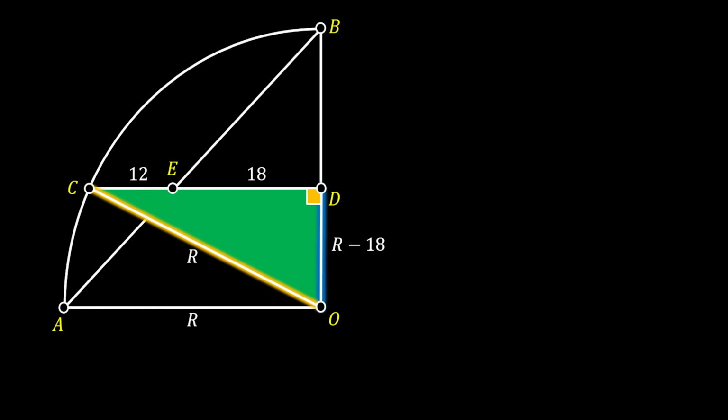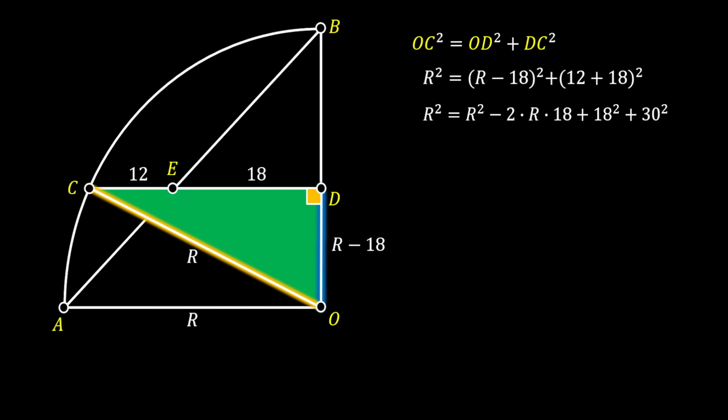So we can use the Pythagorean theorem. We can say that the hypotenuse OC squared equals the leg OD squared plus the leg DC squared. And we're going to substitute the values from our sketch. Now we're going to work through this by expanding the first term on the right with the square of binomial formula, and we will get the following.